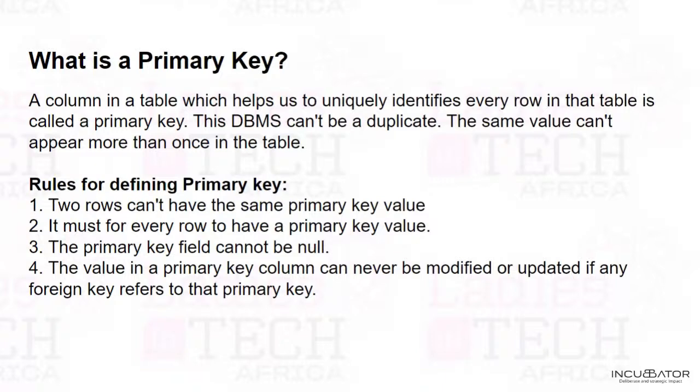For every row you must have a primary key. What is the essence of you being a student and you don't have a matric number? It doesn't make sense, because how do we identify you? How do they know that you're a student? How do they know you are a student of this department? They can't know much information about you. So you must have a matric number. That one is very, very important.